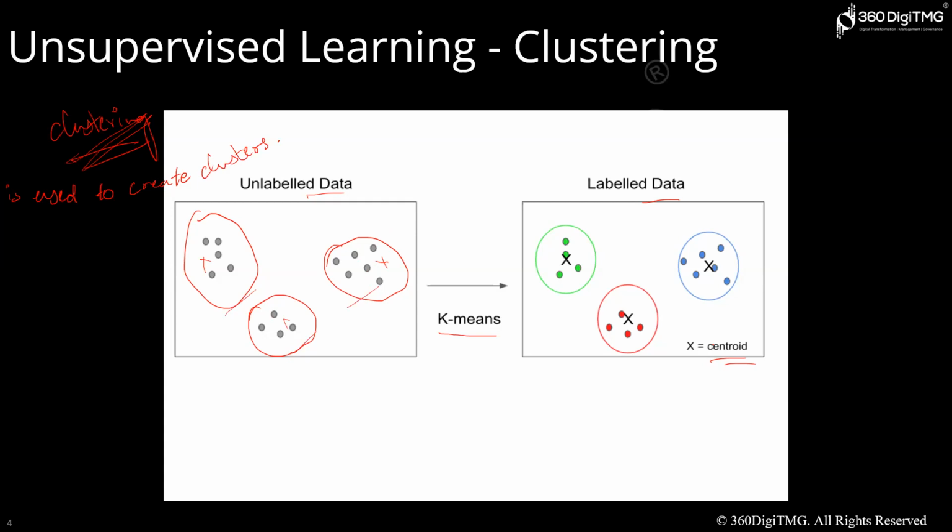In clustering, there are two types. One is hierarchical clustering, and the other is K-means. Today, we will not look into hierarchical, but we will deal with K-means. But I'll give a brief intro of what that is.